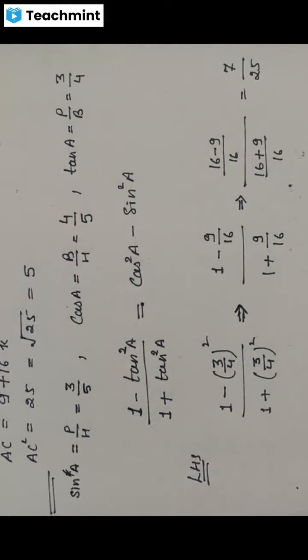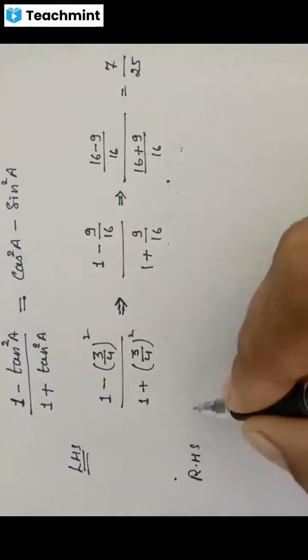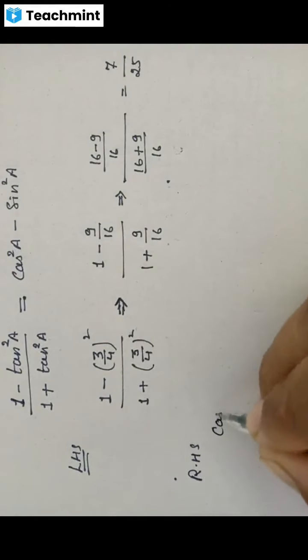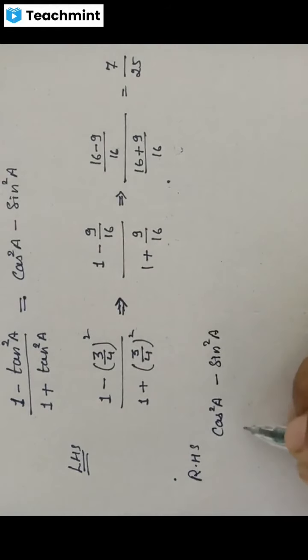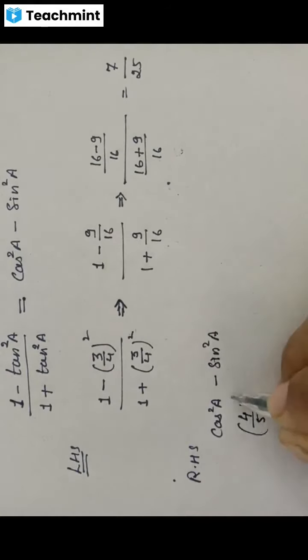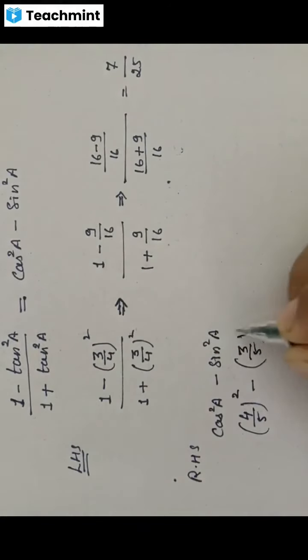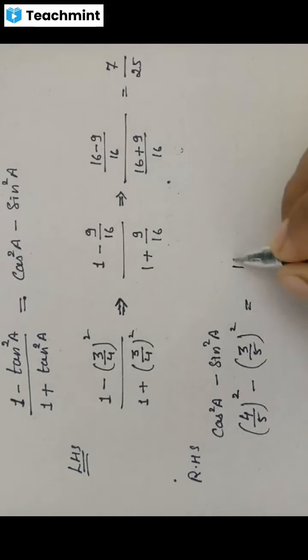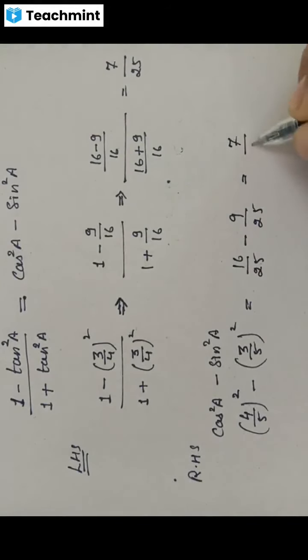This is the LHS. Now we will see the RHS. The RHS is cos² A minus sin² A. Cos we have taken as 4 upon 5, whole squared, minus sin, which we have taken as 3 upon 5, squared. So 16 upon 25 minus 9 upon 25. If you subtract, it will be 7 upon 25.